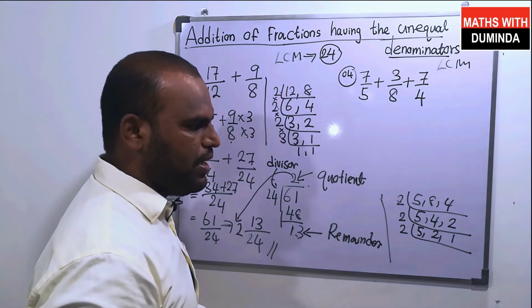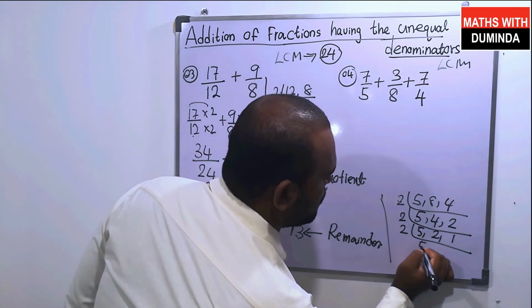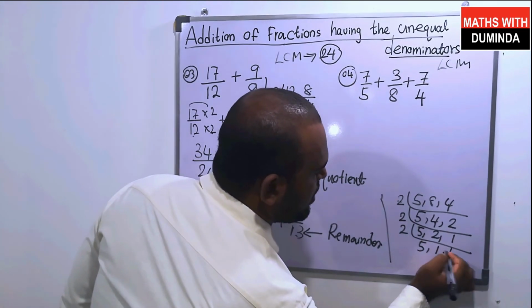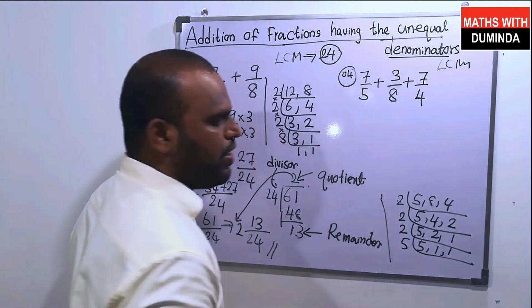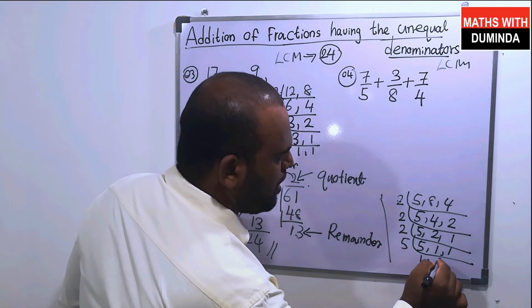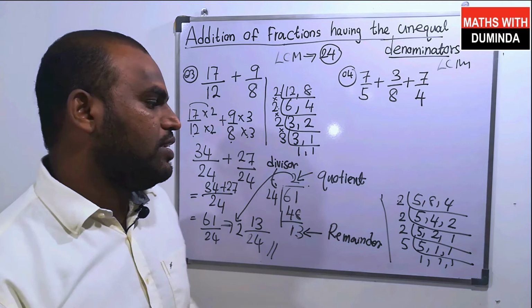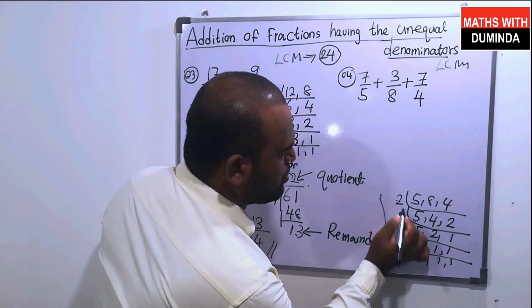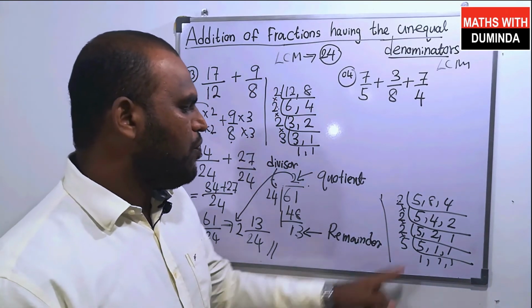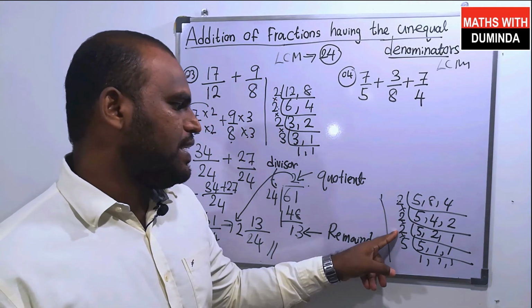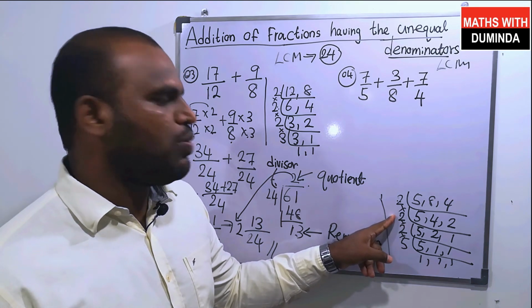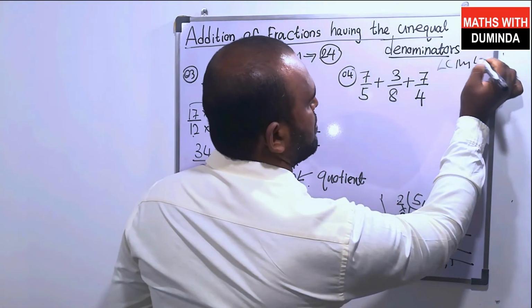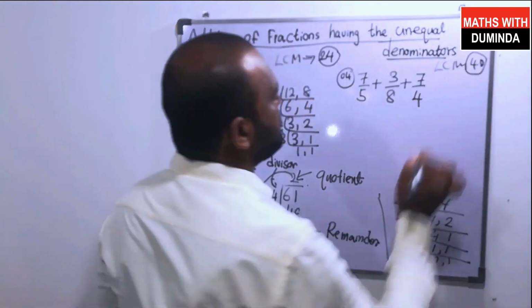Again, you can divide by 2 because it's further divisible by 2. 5 is not divisible, therefore we write it as it is, and 2 divided by 2 is 1, and here also 1. Then again divide by 5. And 5 divided by 5 is 1, and 1, and 1. You need to divide until you reach 1 here. After that, multiply all these digits together to get the LCM. 5 multiplied by 2 is 10. 10 multiplied by 2 is 20. 20 multiplied by 2 is 40. That's our LCM, which is going to be the common denominator.